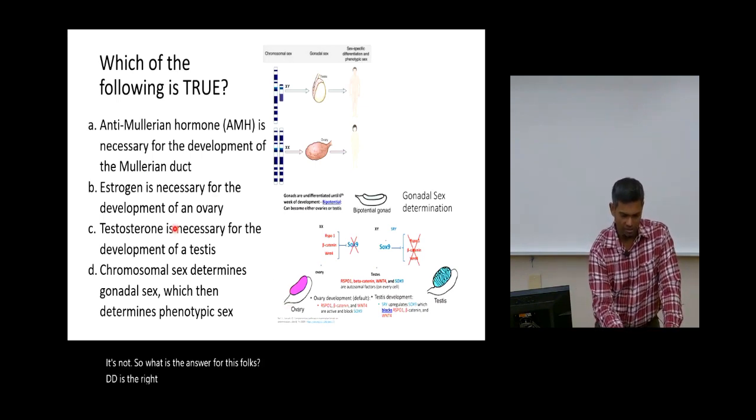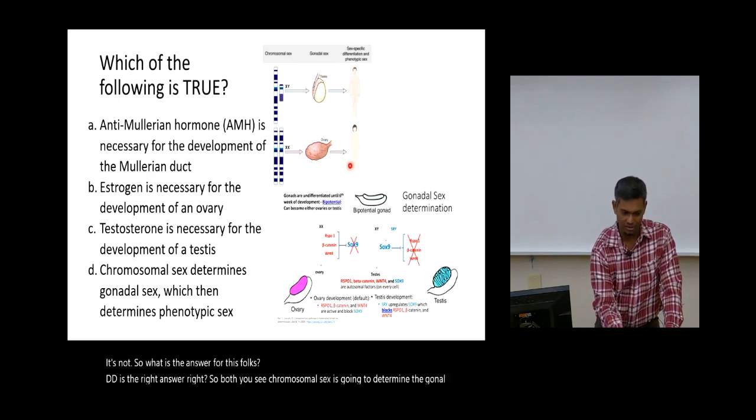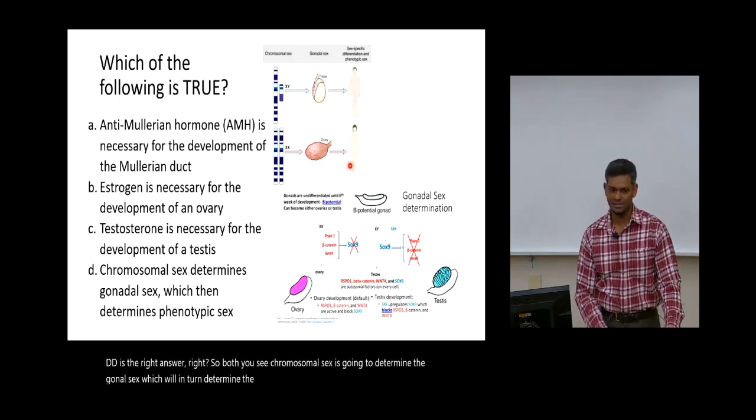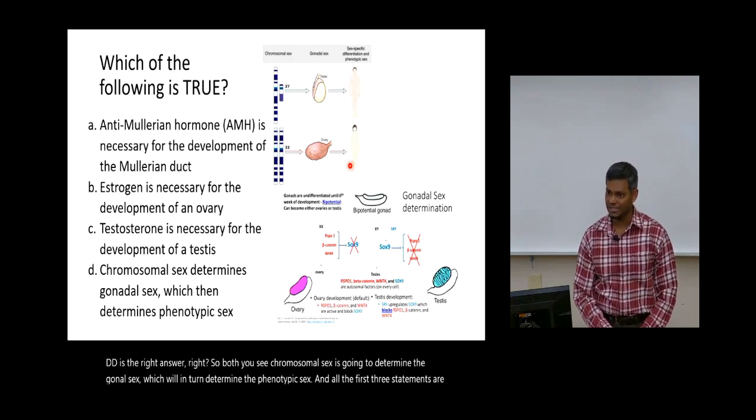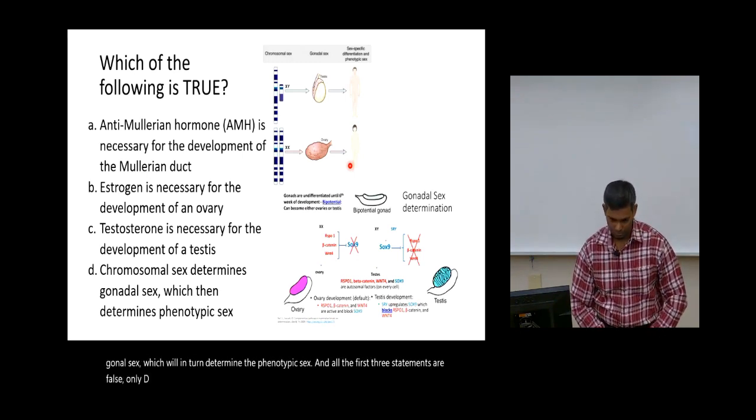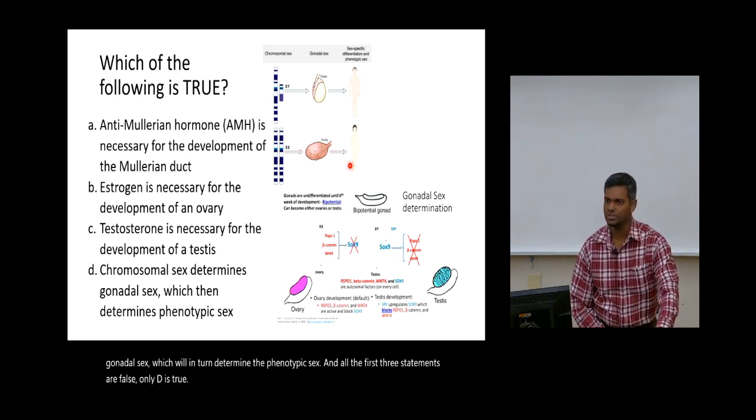So we see chromosomal sex is going to determine the gonadal sex, which will in turn determine the phenotypic sex. And all the first three statements are false. Only D is true. This is clear, folks? Yes?